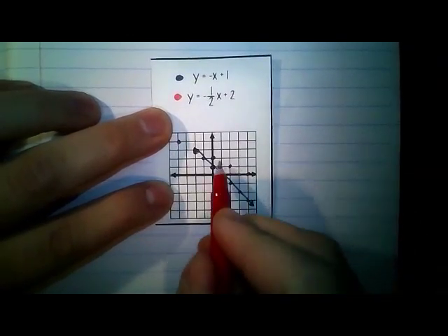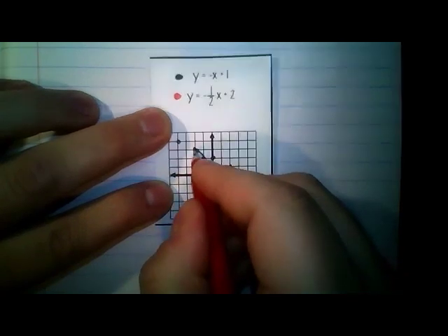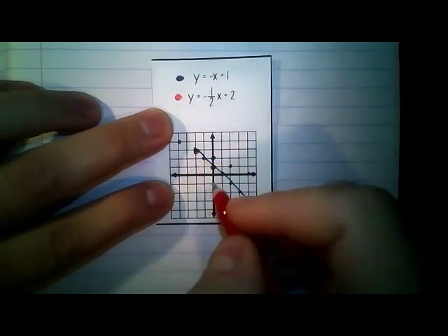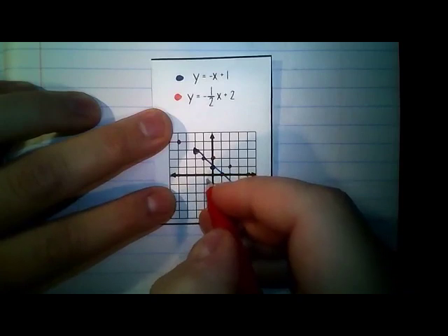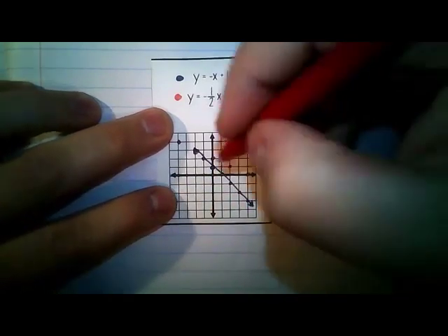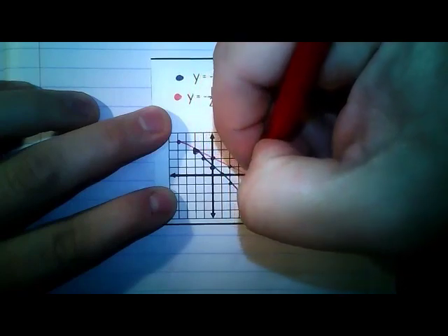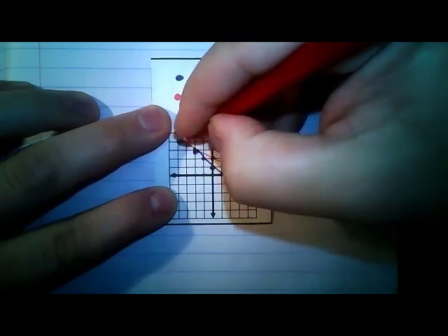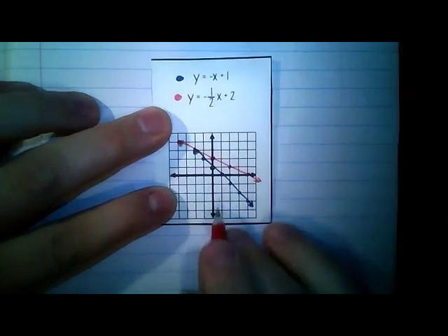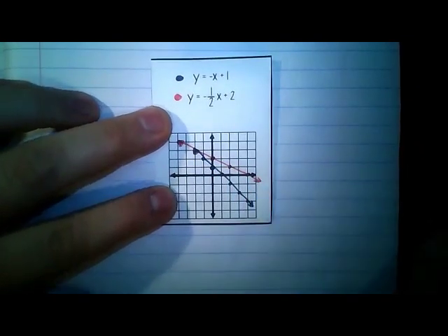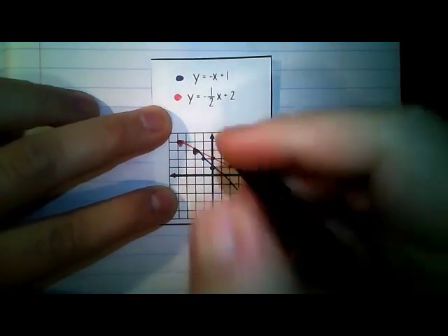And you'll see, even by just making those dots, we can see that they're going to intersect at one point right there. So I can draw in that line. And so this one is going to have one solution.